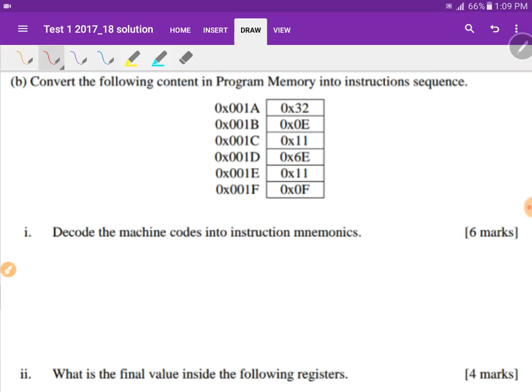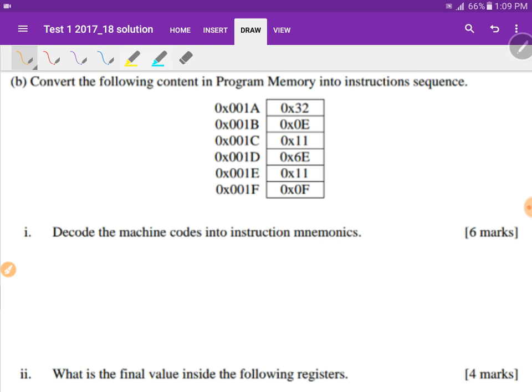So this is still part C, question number B. Convert the following content in program memory into instruction sequence. Given here is the content of program memory. Our first sub-question is to decode the machine codes into instruction mnemonics. In order for us to do this, the first thing we need to do is extract the machine codes from the program memory. So how do we do that?